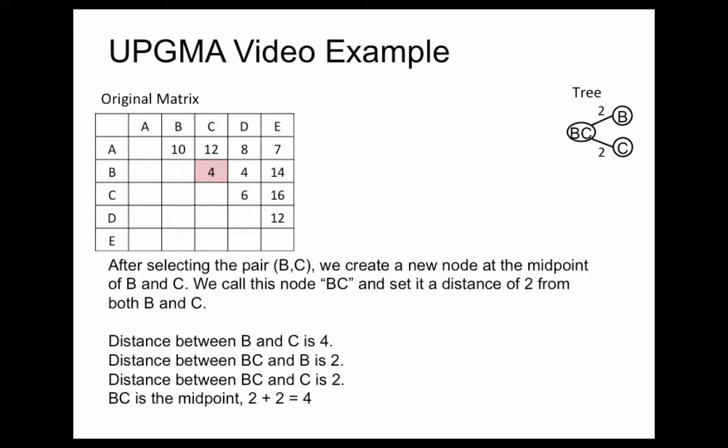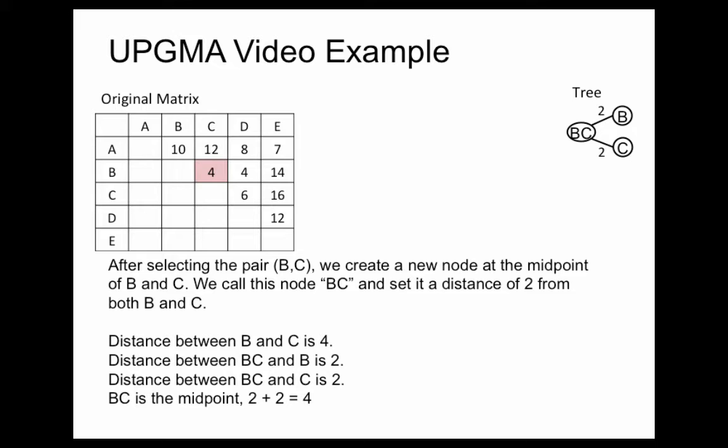We make the cluster BC, which is the midpoint between B and C. And if they're 4 away from each other, then the midpoint is 2 away from each. So the midpoint is 2 away from B and 2 away from C. So the most recent common ancestor of B and C is 2 distances away from either one. It looks easy with 2, but it gets a little more confusing with more. So we'll go through it.